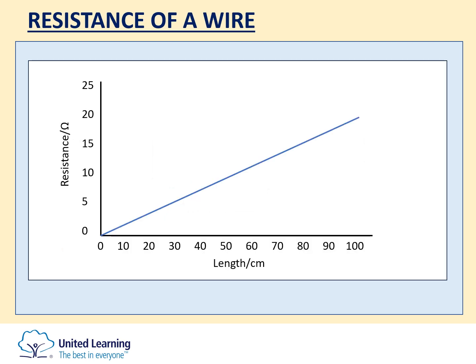When plotting a graph of the results of the resistance of a wire experiment, the length being the independent variable goes on the horizontal axis, the resistance being the dependent variable goes on the vertical axis. You should find that you get a straight line graph that goes through the origin. If you have any anomalous results that don't appear to match up with your straight line, please don't draw your line through them. It should always look like the one you can see here.